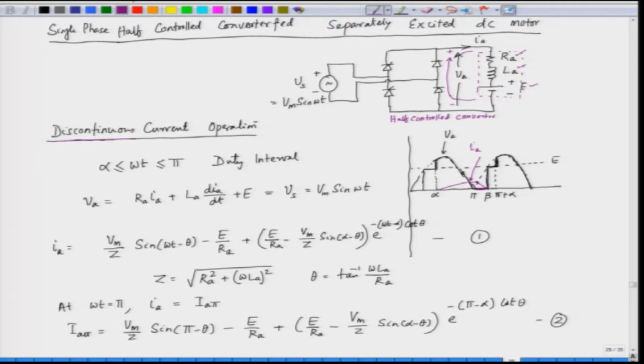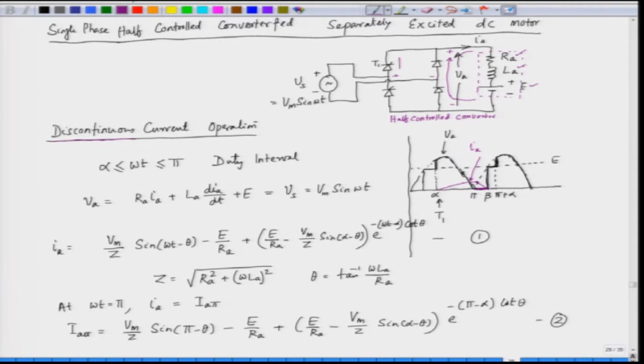that we trigger the SCRs, say for example T1, at an angle alpha. This is the positive half cycle. So, we trigger the SCR T1 and the SCR is forward biased because we have the positive at the anode. So, this goes into conduction and the current starts from 0 here. And then this is the equation.